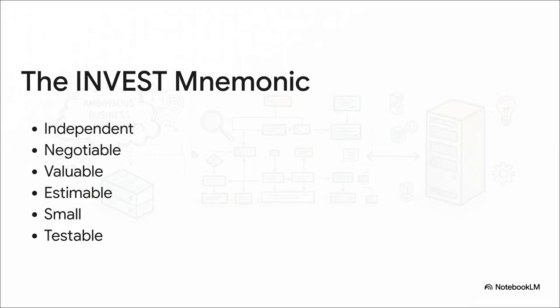But how do you actually know if a story is good enough to pull into a sprint? You run it through Bill Wake's INVEST mnemonic. The story must be independent, meaning it ships without any bundled prerequisites. It has to be negotiable so the team can actually argue the scope, valuable so someone notices when it lands, estimable so we can size it, small meaning it actually fits in a single sprint, and testable meaning you can write a strict yes or no check for it.